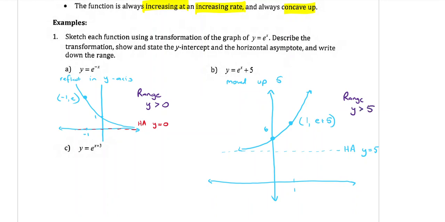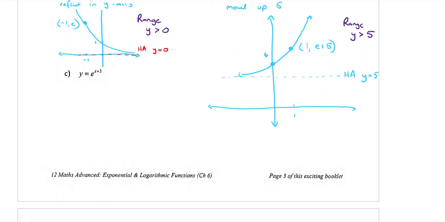Good. Next one. C. Y equals e to the power of x plus 3. What does that power of x plus 3 do? Move to the left 3 spaces. Move left 3. Okay, has my asymptote moved? No, okay, so that's going to be still at 0. So across here, horizontal asymptote at y equals 0.